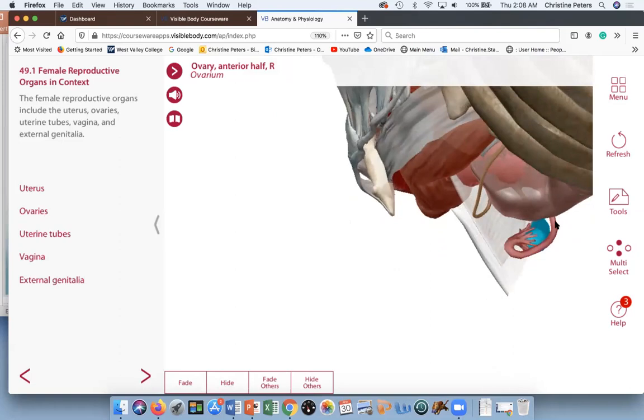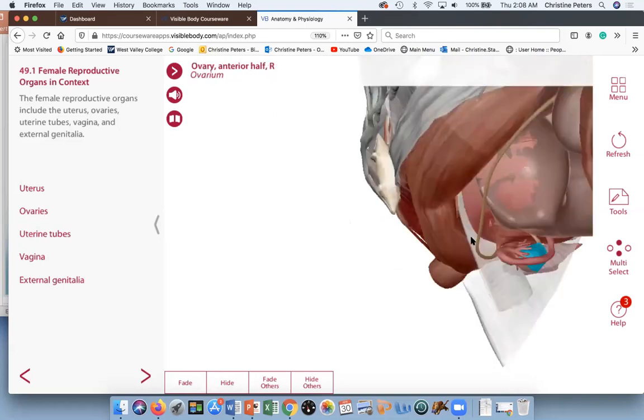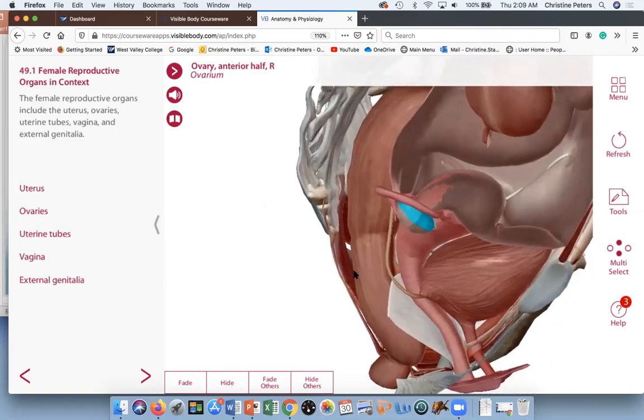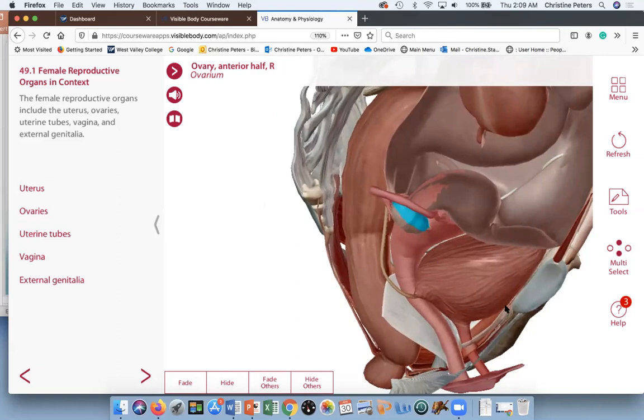Okay, so there's this fallopian tube here. See it coming off of the uterus and wrapping around laterally. There's a little fimbria, and there's the ovary. So that gives us a nice three-dimensional view. I'm going to move over to the female reproductive system.